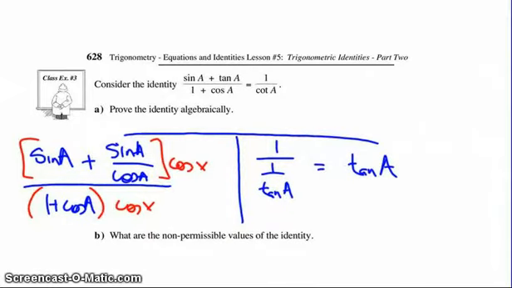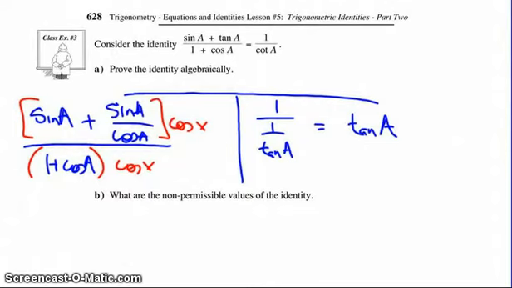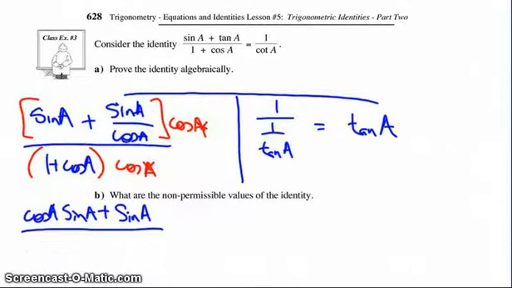If I multiply the top through, let's just see, sine A, sine over cosine A, 1 plus cosine A. So now we multiply that through, and we end up with cosine A sine A plus sine A all over, in this case, I'm going to leave that cosine A out. Cosine A times 1 plus cosine A.